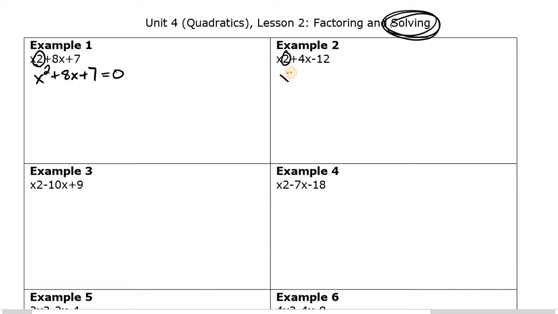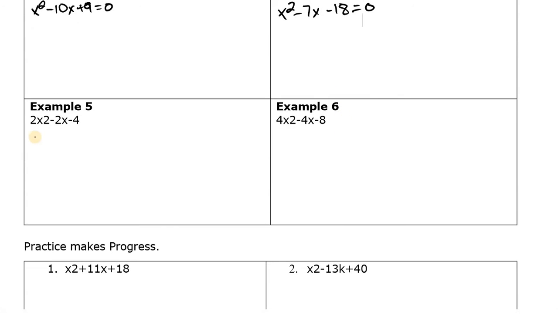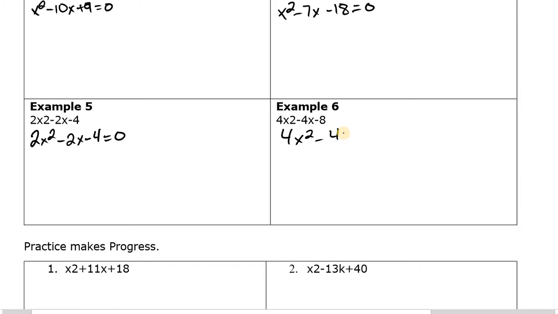So example 2 is x squared plus 4x minus 12 equals 0. Example 3 is x squared minus 10x plus 9 equals 0. Example 4 is x squared minus 7x minus 18 equals 0. Then 2x squared minus 2x minus 4 equals 0. And 4x squared minus 4x minus 8 equals 0.